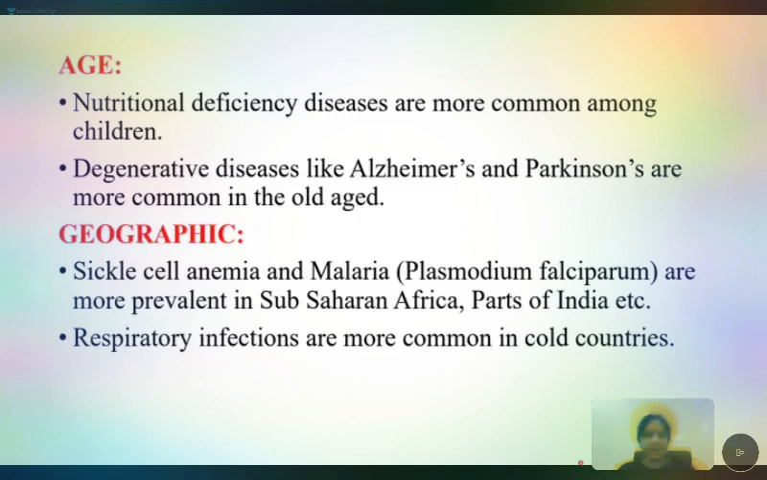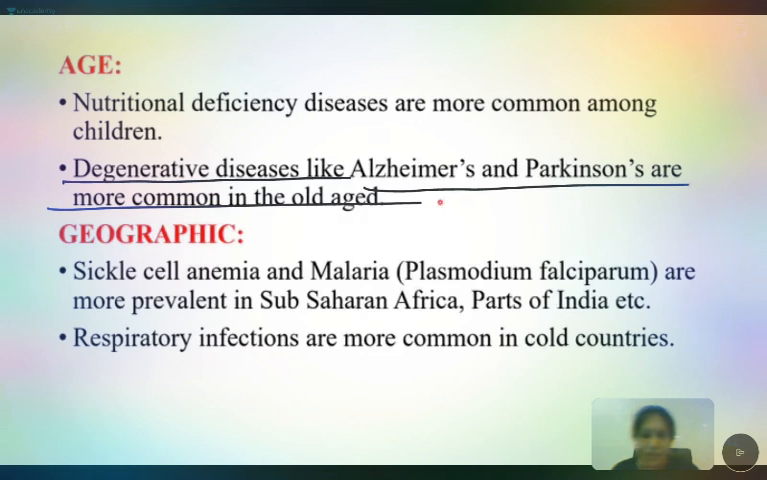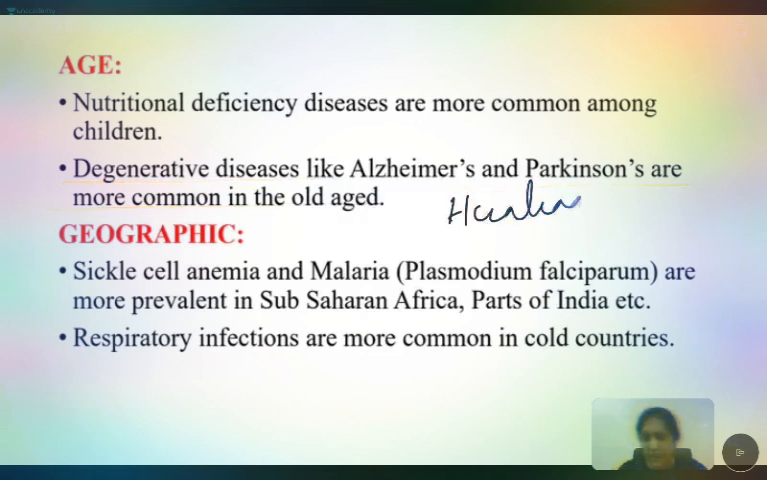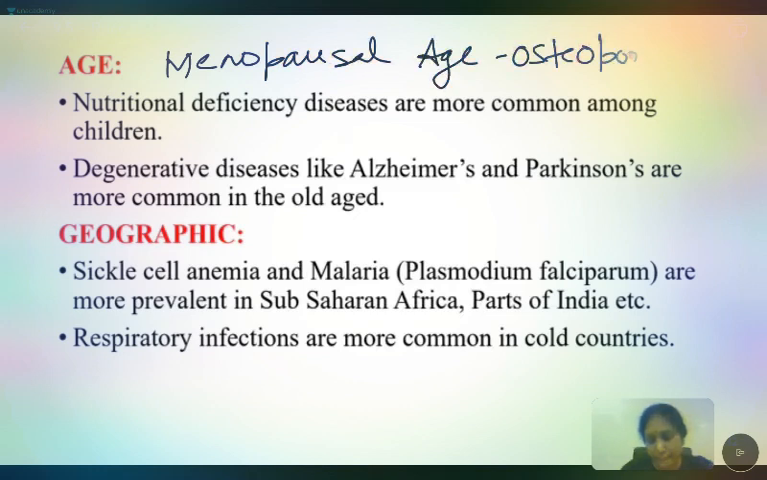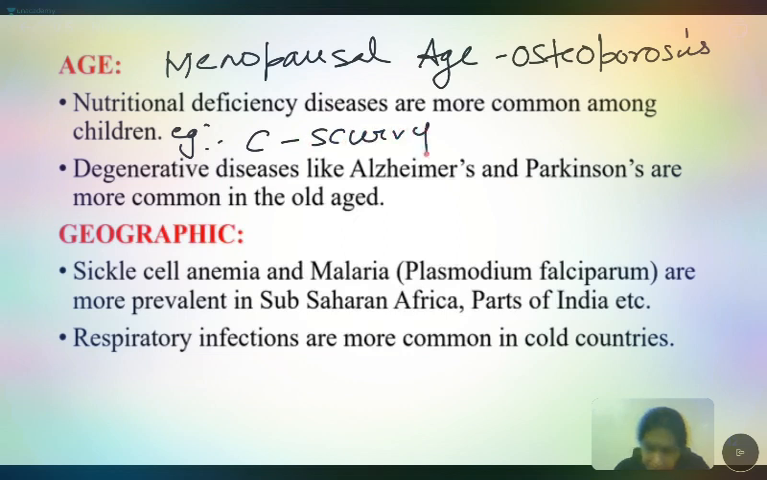Then, in the same way, degenerative diseases like Alzheimer's and Parkinson's are more common in old age. You can also write Huntington's disease if you want. Huntington's disease is also very common in old age. Clear? Or you can also write menopausal age, osteoporosis. Is it clear? Here, if you want examples, you can write vitamin C, scurvy, vitamin D, rickets. Clear for all of you?